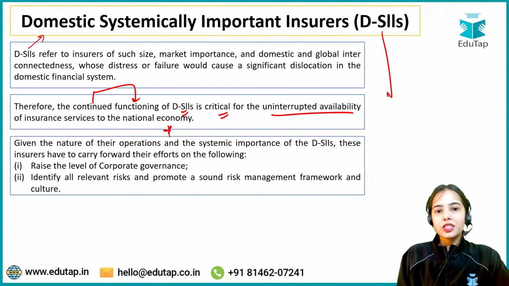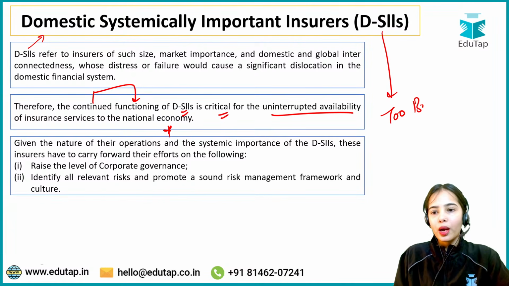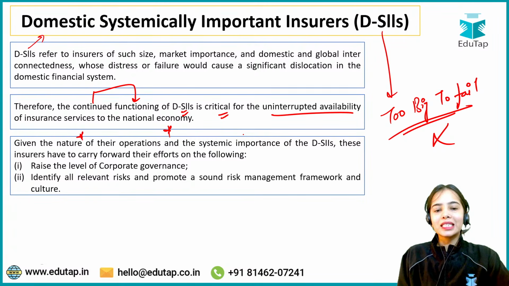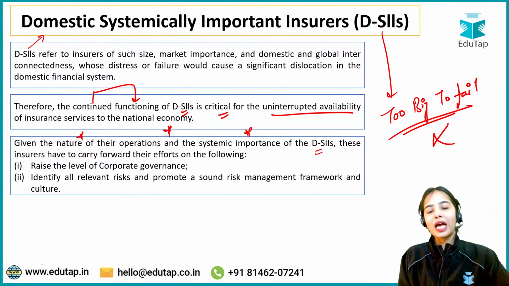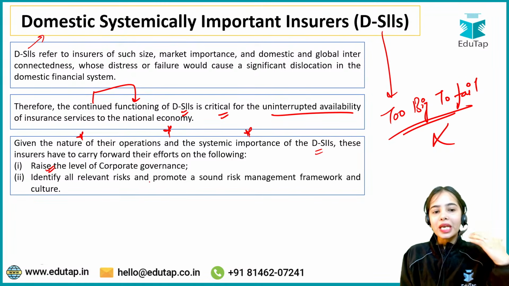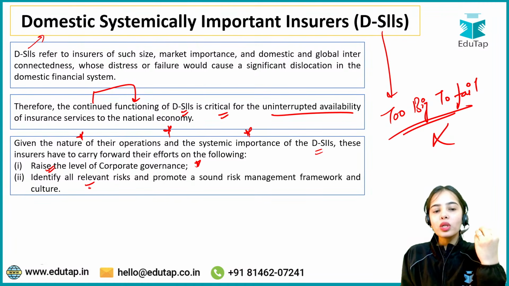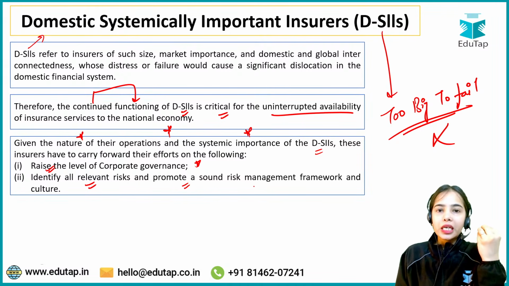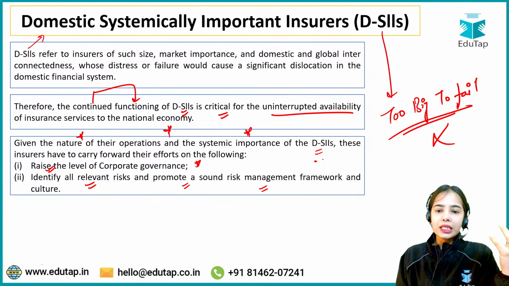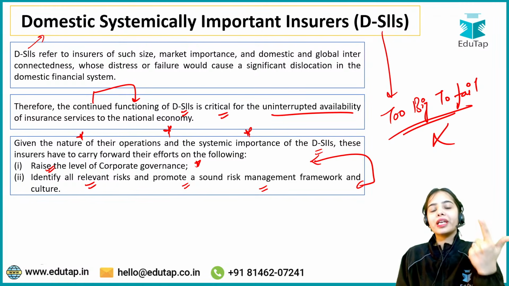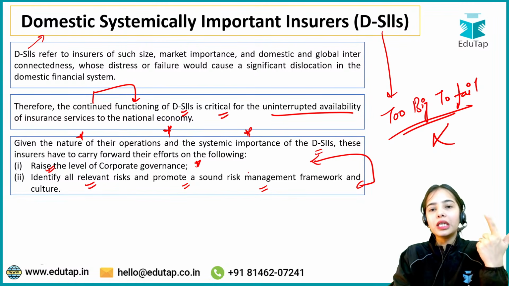Now these domestic systemically important insurers are too big to fail insurers. They should not fail basically. So given the nature of their operations and their systemic importance, these insurers have to carry forward their efforts to raise the level of corporate governance, to have better corporate governance, and identify all relevant risk and promote a sound risk management framework and culture. So these are the two activities that they have to pursue: raise the level of corporate governance, and identify all relevant risk and promote a sound risk management framework and culture.